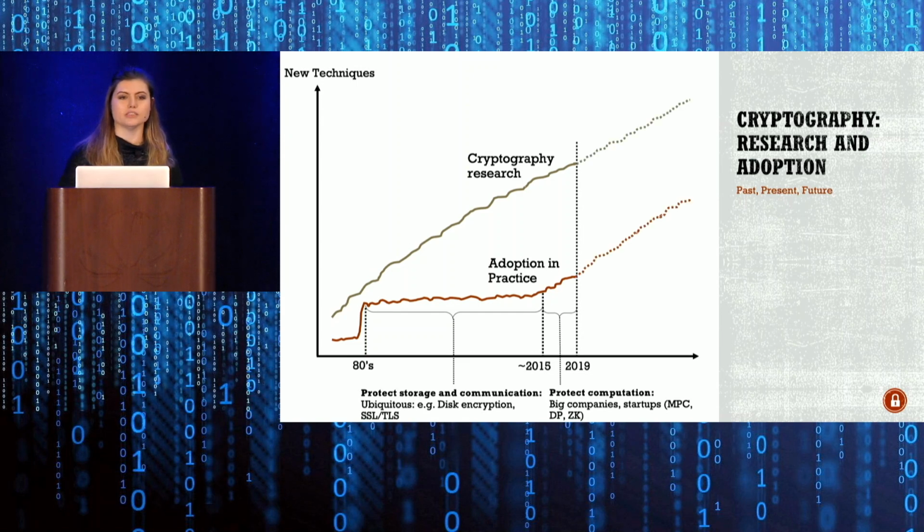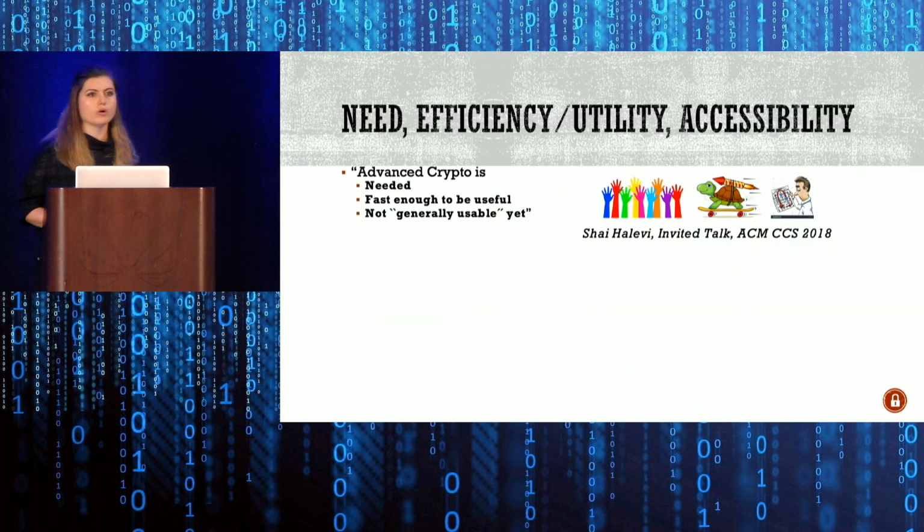Only in the last couple of years, we have seen companies, both big companies and small startups, starting to tap into these more advanced cryptographic primitives. And I'm hopeful that in the future, we will increase the rate of adoption of these much more powerful cryptographic techniques. And in this talk, I will overview for you some of the developments in these three areas that give me this hope. I should also first tell you that my inspiration for this talk came from listening to the invited talk of Shai Halevi at CCS this year, where he made the statement that advanced cryptography is needed, fast enough to be useful, and also not generally usable yet.